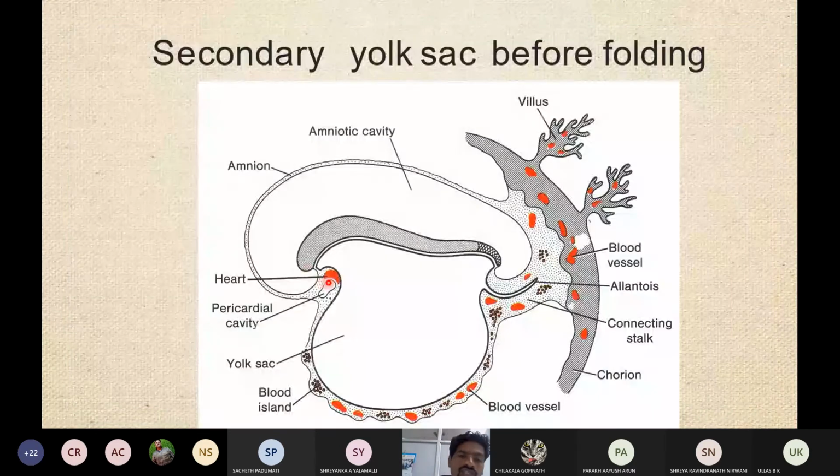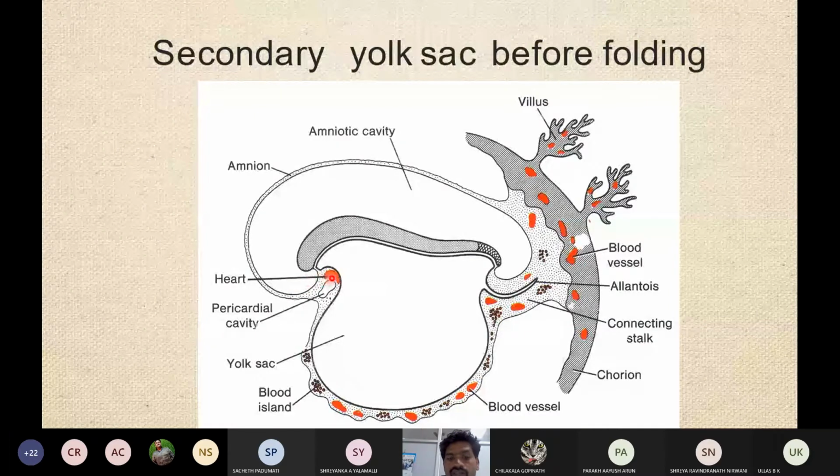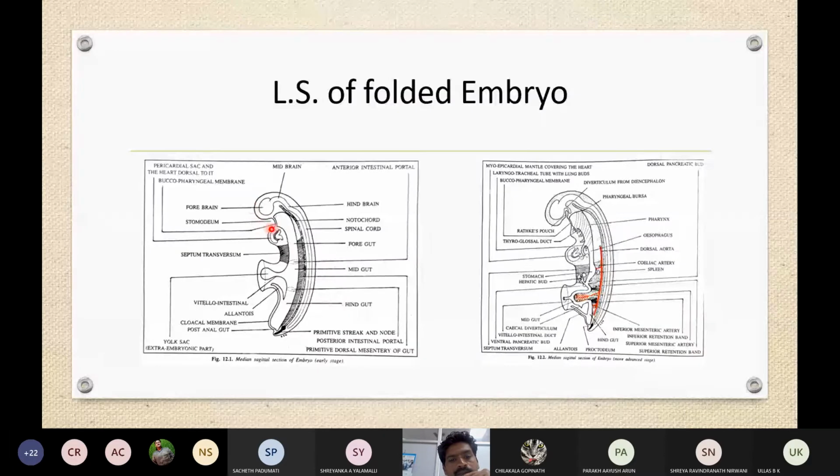In the previous stage, if you see, the heart will be just above this, almost here. Now as the head folding has already started, the cardiogenic area has been shifted towards it; it is an undergoing process now. Now you see the same head fold is formed and the cardiogenic area is completely shifted towards the thoracic region here. You can see the thoracic region.